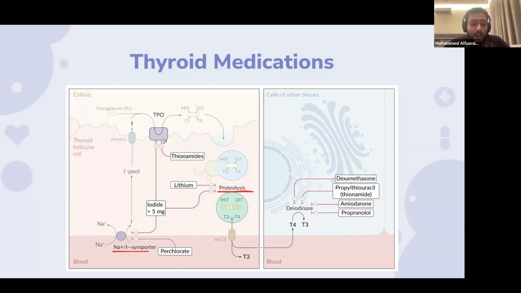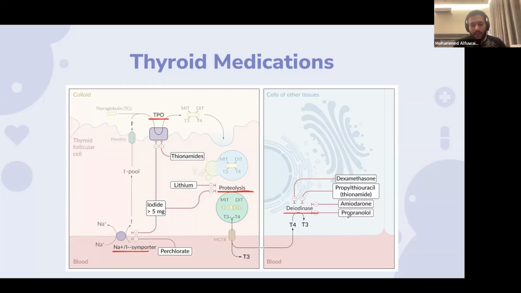The other one, which is very important, is the thyroid peroxidase enzyme. This can be inhibited by iodide or by thionamides. Thionamides, let's talk about this one first. There are two types that I want you to know: propylthiouracil and methimazole. Okay? These are the two. They inhibit the thyroid peroxidase. Propylthiouracil has an additional action against the peripheral deiodinase enzyme.